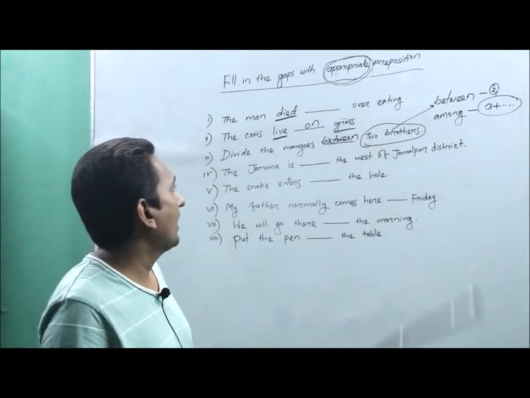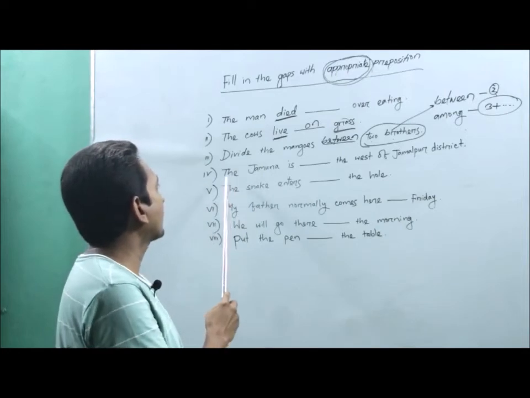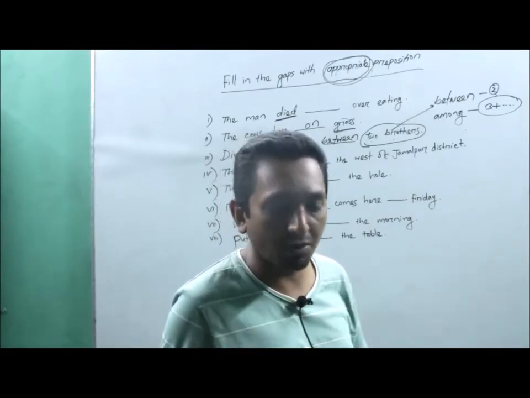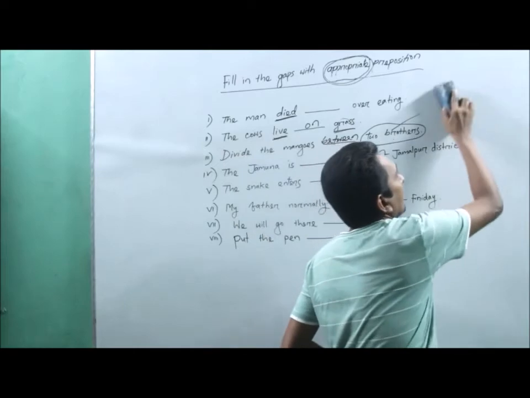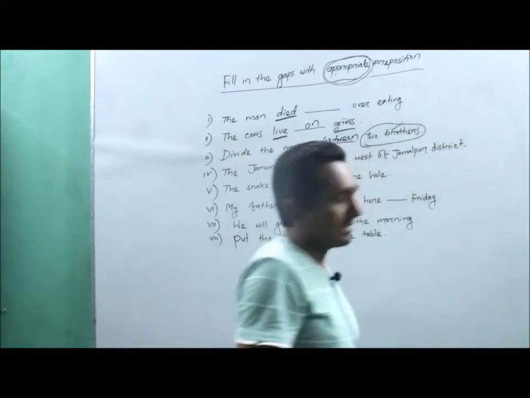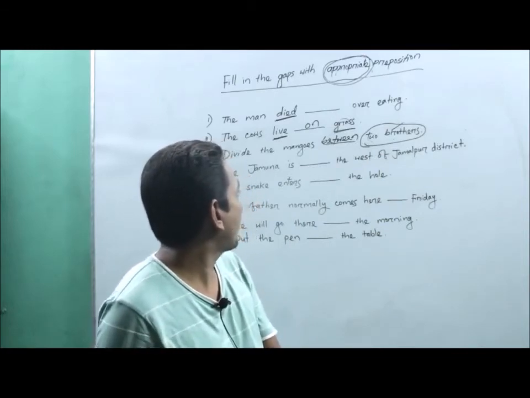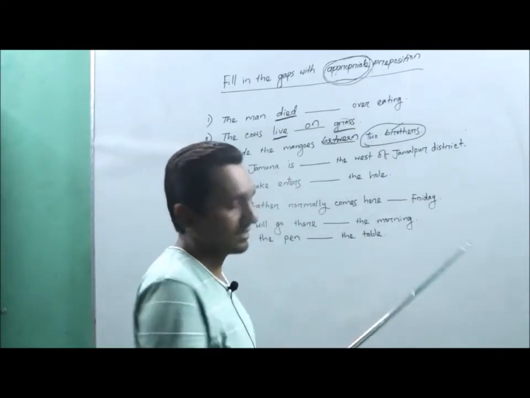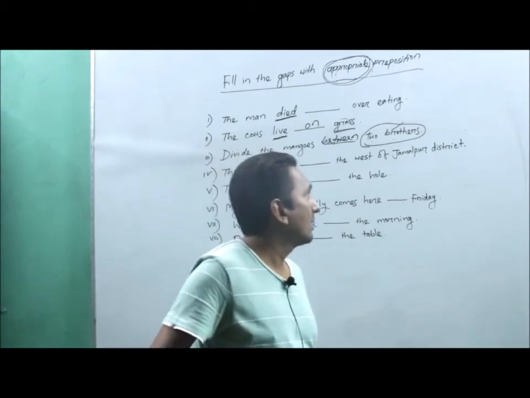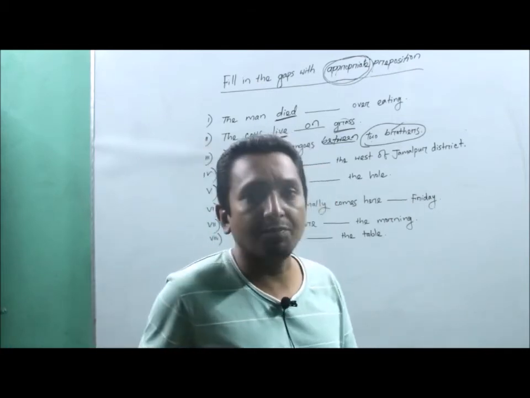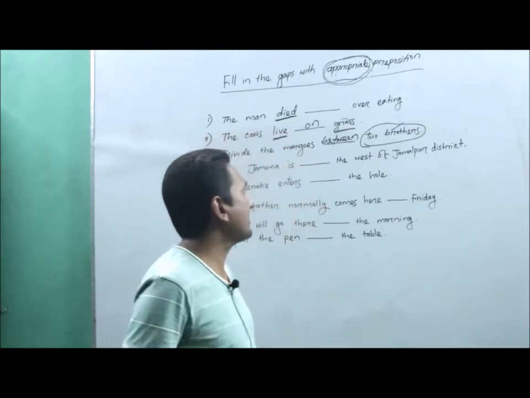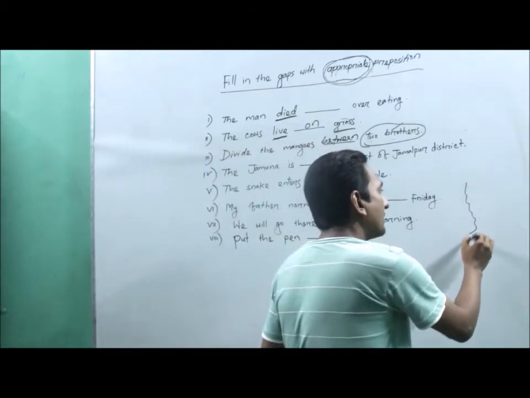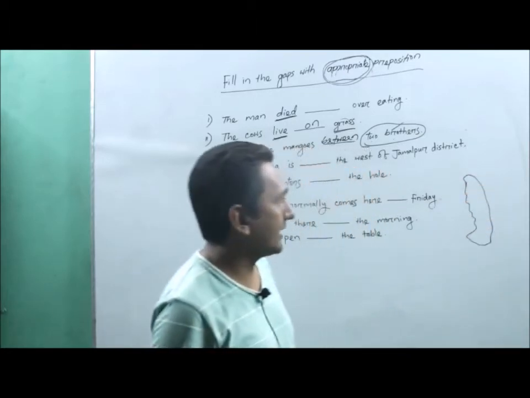Dear students, in my next sentence, the Jamuna is the west of Jamalpur district. It is a very common river, you know. There are some big rivers in our country such as the Padma, Meghna, the Jamuna. The Jamuna is one of them, and the Jamuna is the west of Jamalpur district. Here, this also indicates some background. Dear students, suppose it is the map of Jamalpur district.